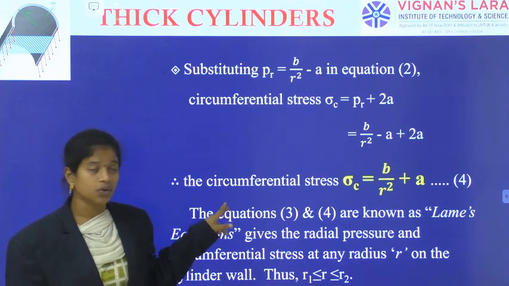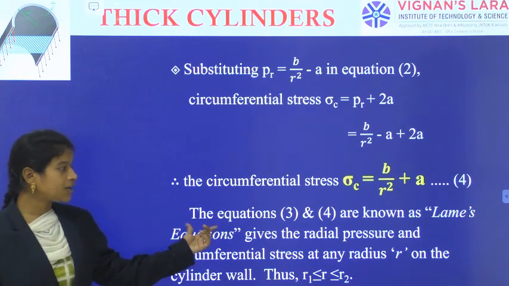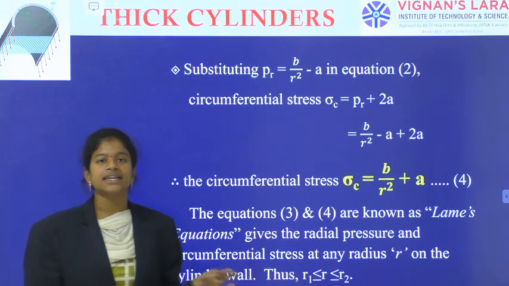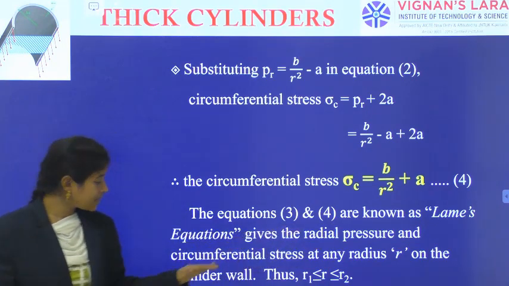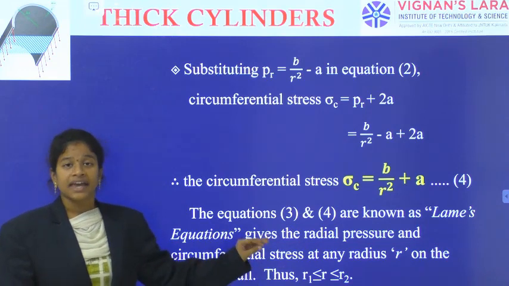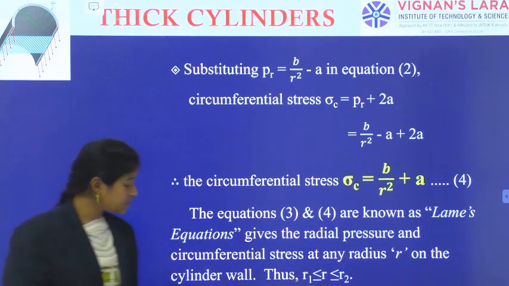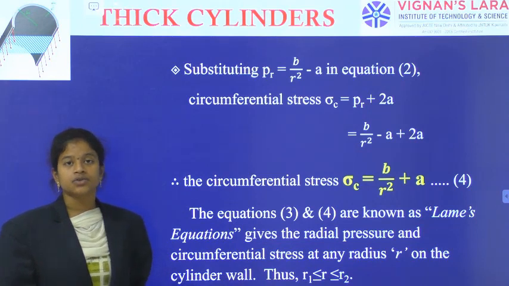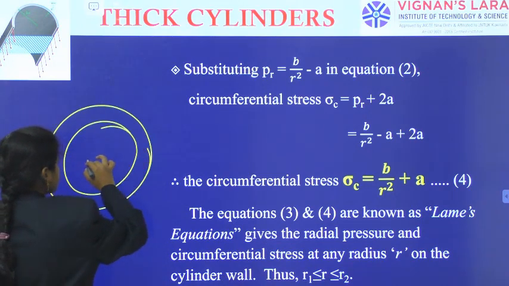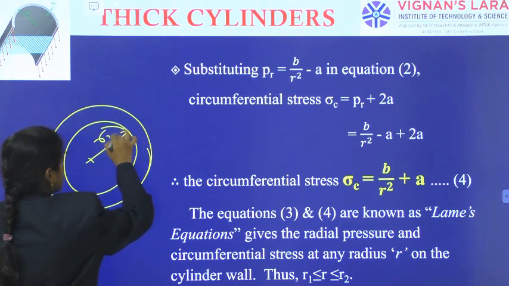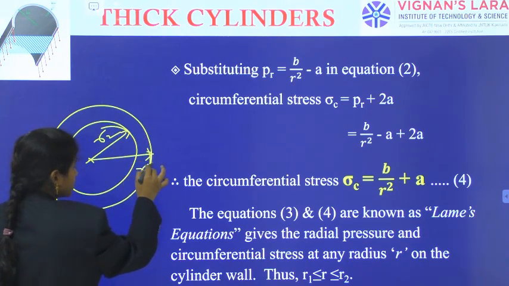These two equations only I am naming as equations number 3 and 4, known as Lami's equations for the radial pressure and for the circumferential stress at a distance r radius on the cylindrical wall. Okay, so at a distance r, when it is having r2 as internal and r1 as external.